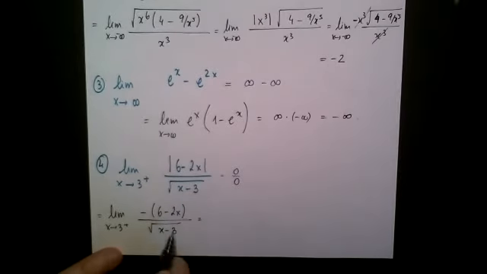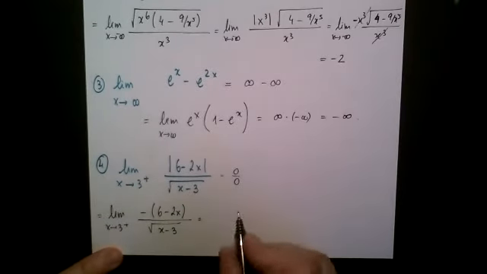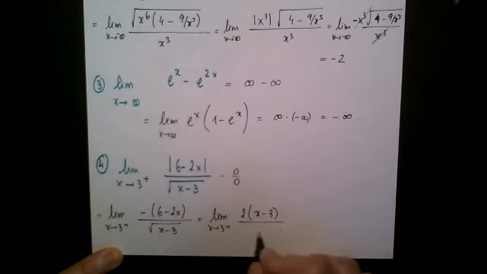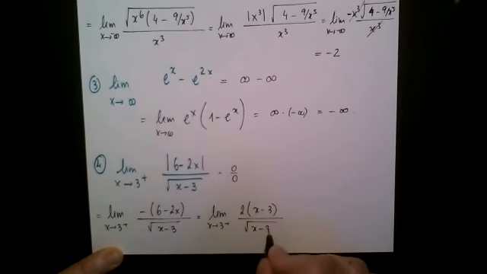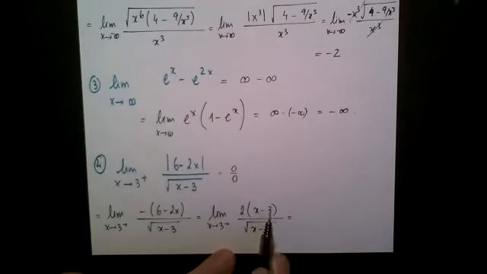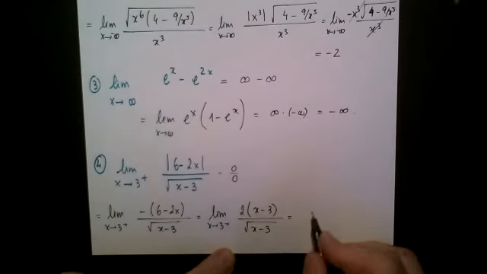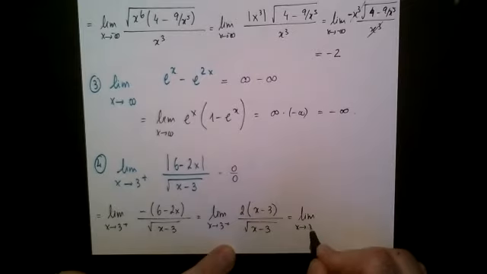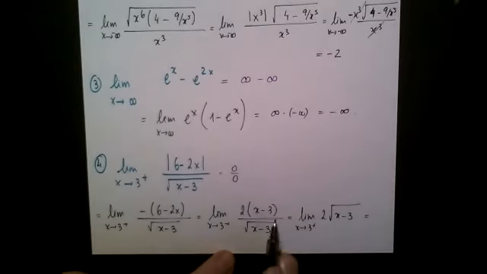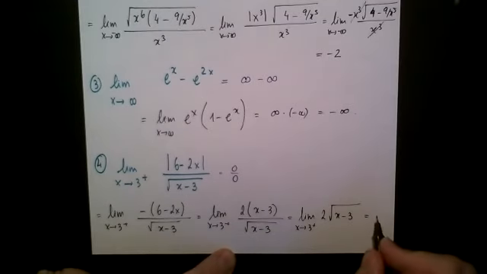Okay? Now I'm going to extract a negative 2 here. And I will get 2 times x minus 3. And on the bottom, I will have square root of x minus 3. And if this is x minus 3 power 1 over x minus 3 to the half. So this is just 2 times square root of x minus 3. You divide, that's what you get. Plug in 3, you get 0.